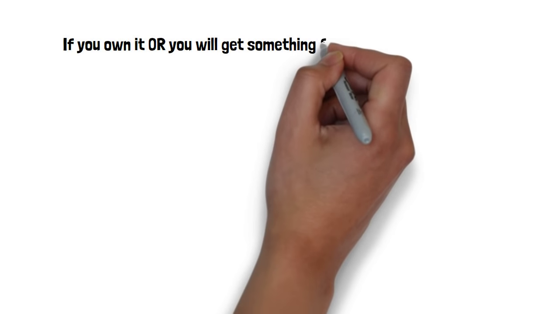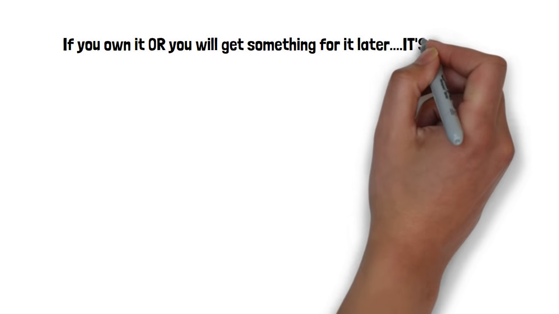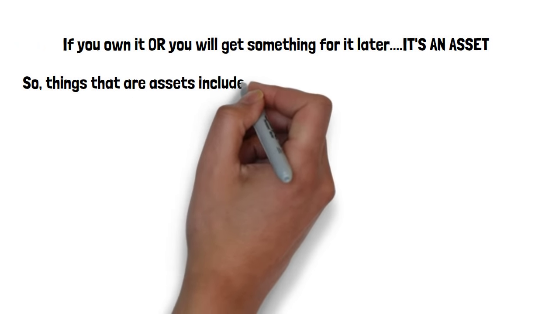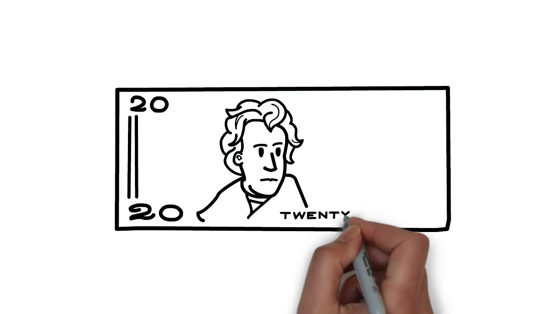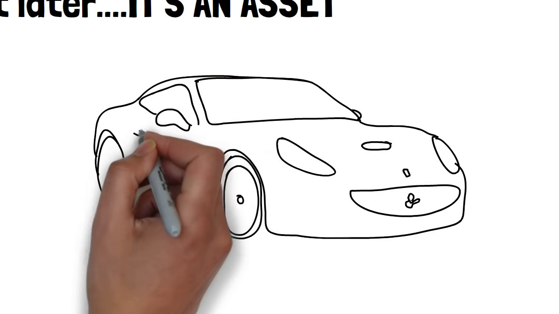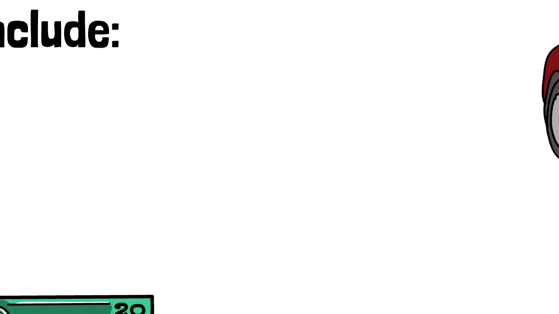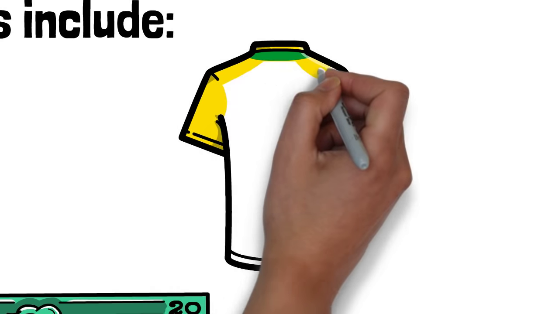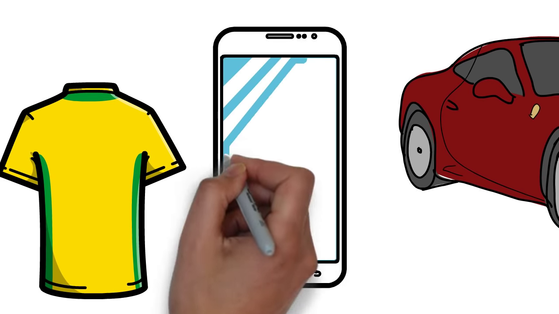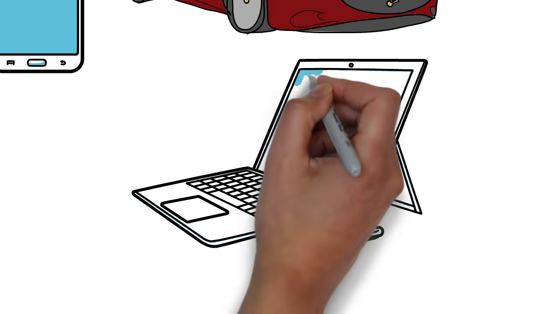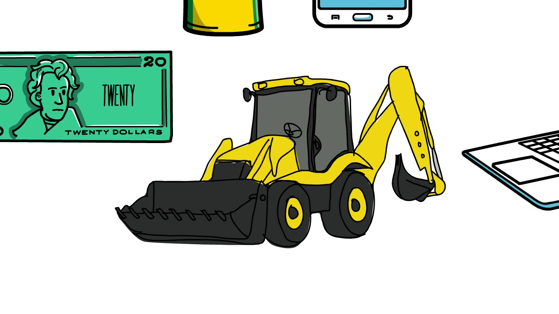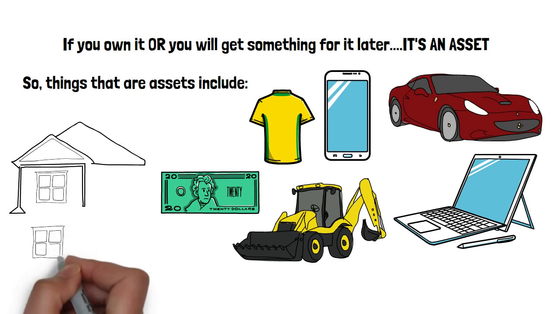Well, if you own it, or if you can get something for it by selling it later, it's an asset to you. Things that are assets may include cash, bank balances, money people owe you, cars, planes, boats, bikes, and all of them must be things you own. Clothes, either personal, or if you're a company, stock, and the stock could be clothes or wine or food or whatever it is. Phones and all types of electronics. This includes computers and laptops. Machinery, plant, fixtures and fittings, all of your own, and then buildings and houses that you own as well.